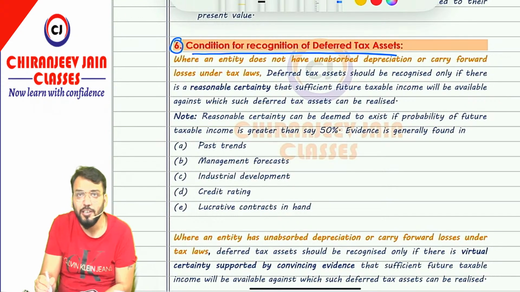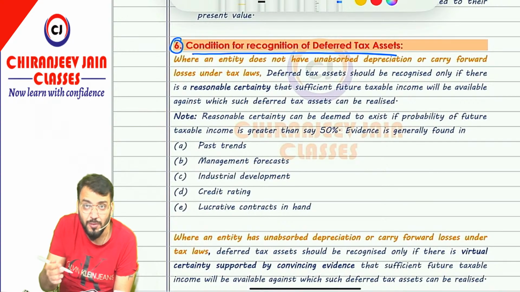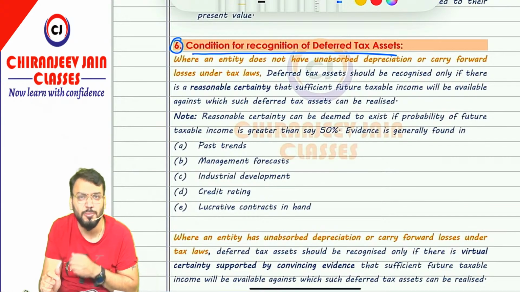Now coming to one more important point about a condition for recognition of DTA. Now what AS 22 says is that for deferred tax liability there is no condition. We should create deferred tax liability for all types of timing difference for which deferred tax liability should be created.